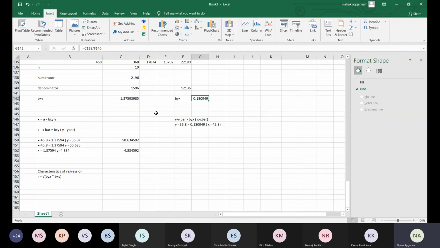Linear regression is when we want to see the effect of one independent variable on one dependent variable. But if we want to see the effect of more than one independent variable on one dependent variable, then it is a case of multiple regression. डिपेंडेंट वेरिएबल हमेशा एक होगा, इंडिपेंडेंट एक या एक से ज्यादा हो सकते हैं. अगर इंडिपेंडेंट एक है तो लीनियर रिग्रेशन, एक से ज्यादा है तो मल्टीपल रिग्रेशन.